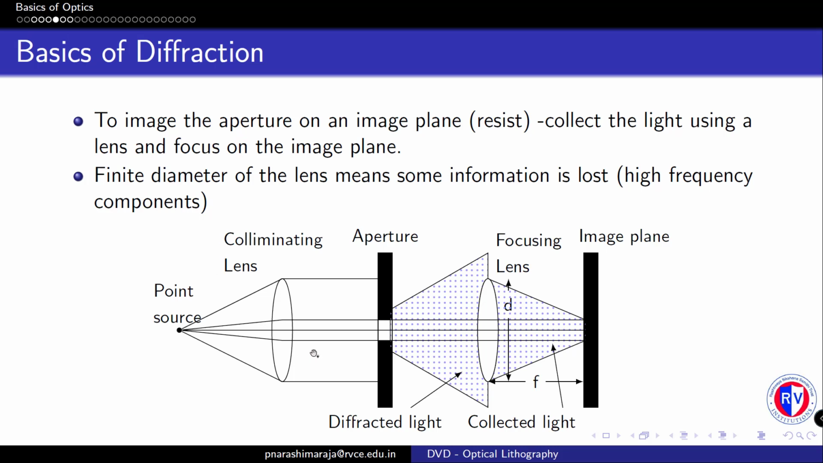Now, as shown in this figure, there is a collimating lens whose job is to convert the spherical wavefront that is generated by this point source to a parallel wavefront. And as I said before, the job of this focusing lens is to collect the light that is diffracted and reproduce the image onto the image plane.